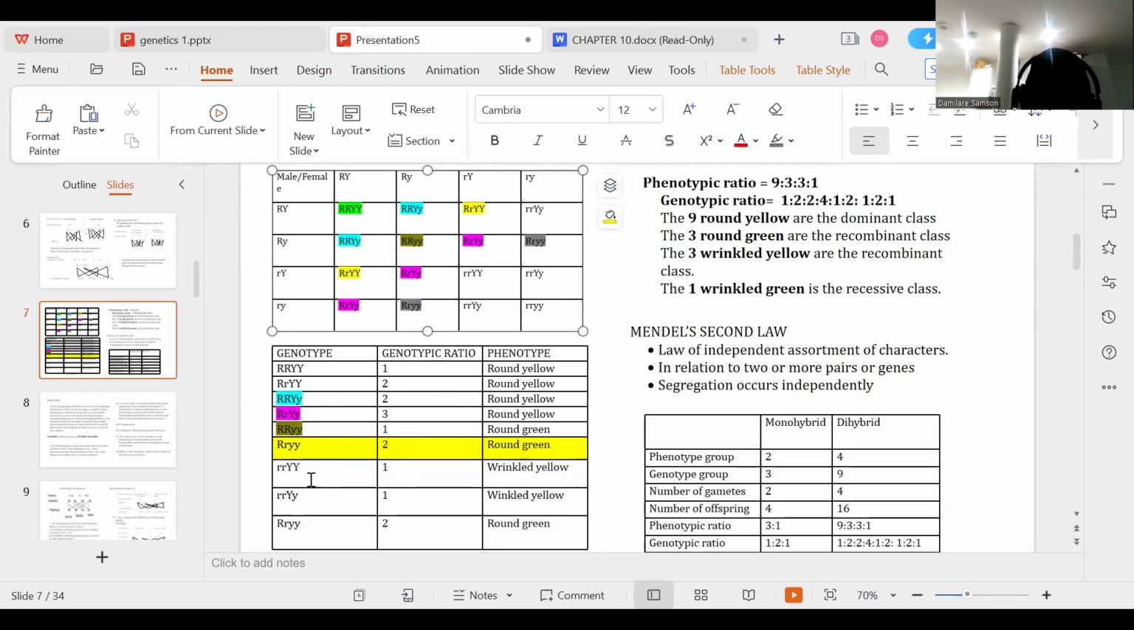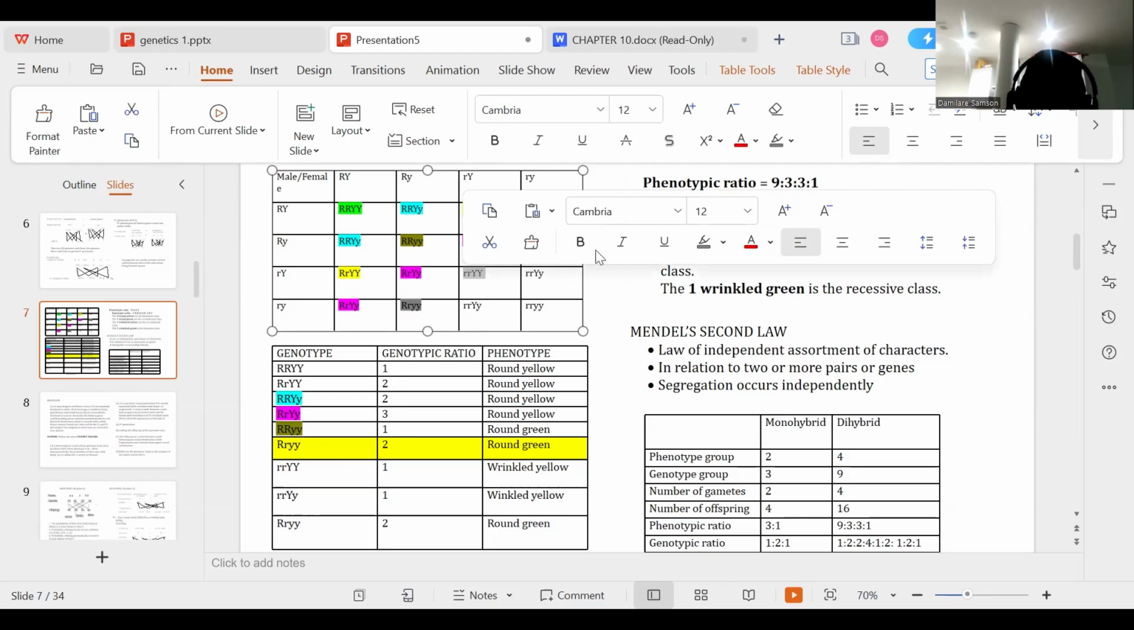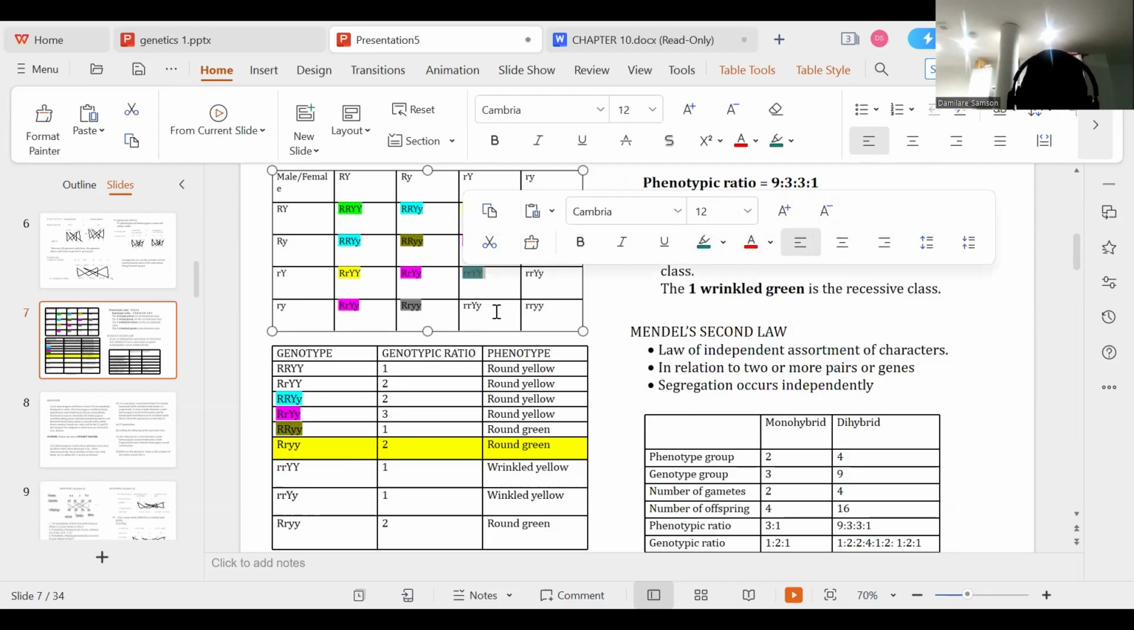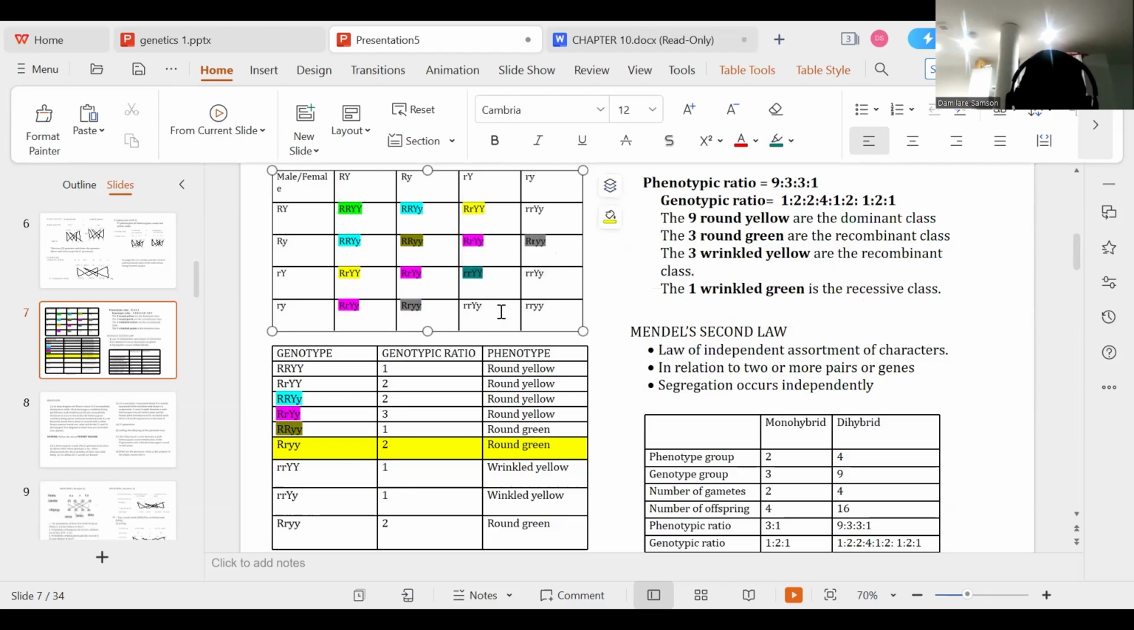Okay, good. 2 small r, 2 big y. Okay, that is 1. 2 small r. Let me give it a color too, so that everything will be clear to us. Now, this one is 2 small r, 1 capital Y, 1 small y. This is 2.